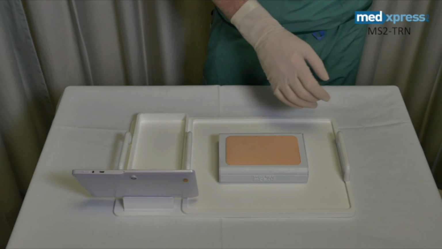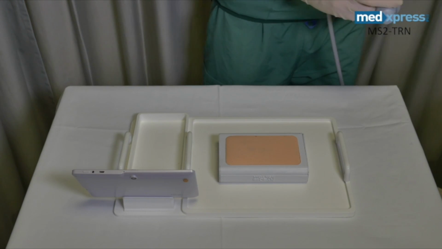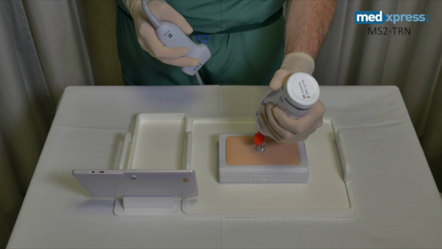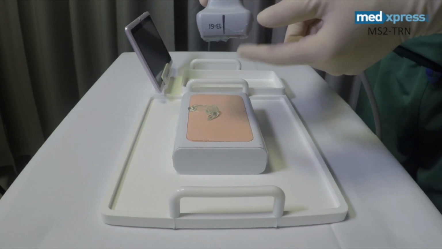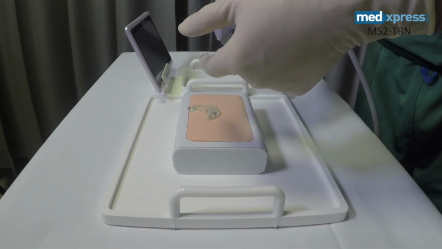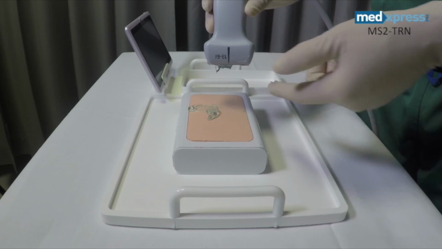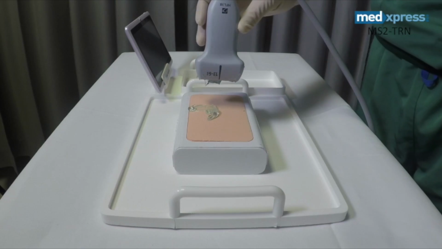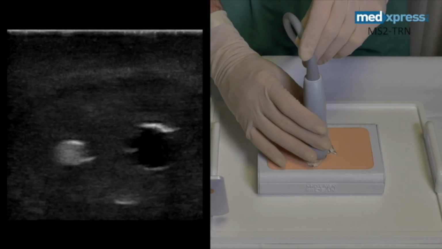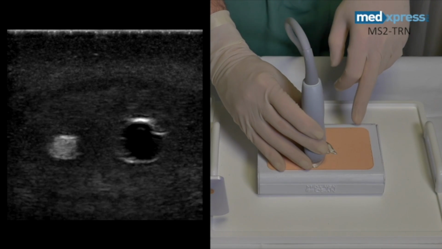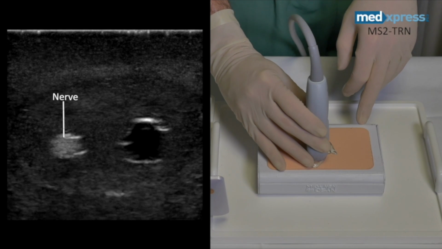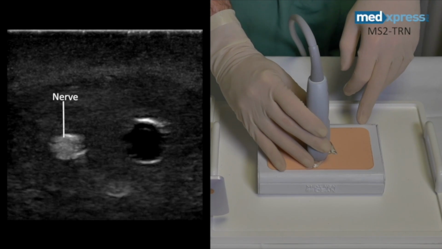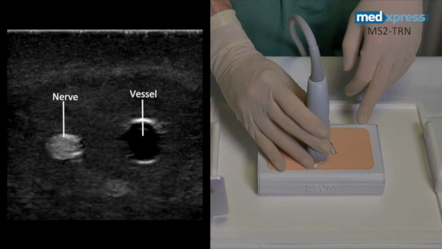So let's get started. First, we apply gel on the Essential Trainer. Then we determine our probe orientation. This side will be towards us, and this side away from us. As we apply the transducer on the Essential Trainer, we can see two structures. The structure on the left of the screen is a nerve, and the structure on the right is a blood vessel.